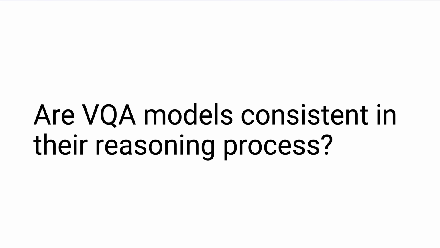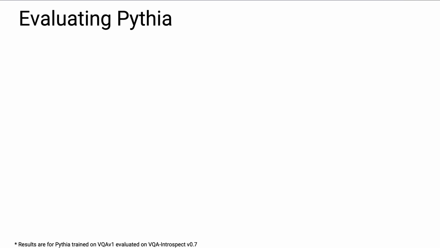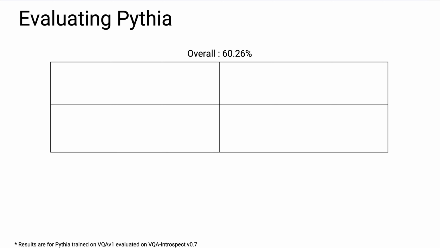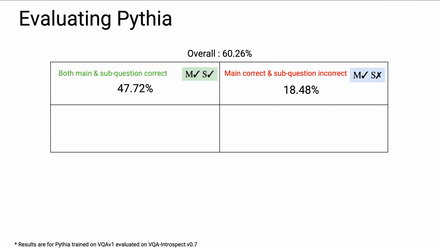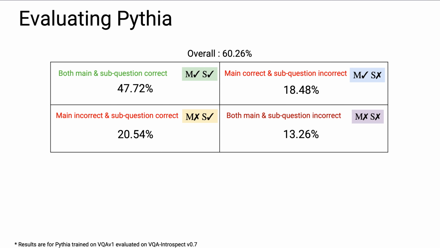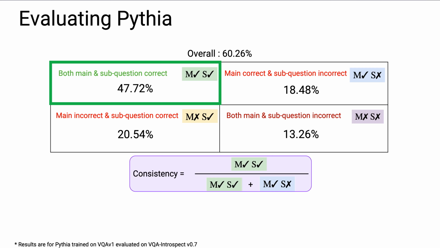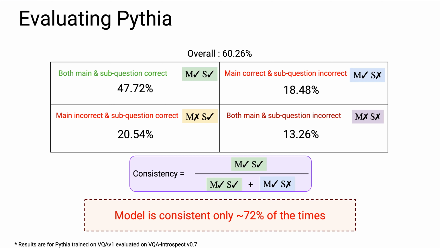After identifying the perceptual concepts humans use for answering the reasoning questions, a natural next step is to see if VQA models are consistent. There are 4 possible outcomes when evaluating the reasoning questions with associated perception sub-questions. For instance, we find that models answer the main and the associated sub-question right 47.7% of the times. The model gets the main question right but gets the associated sub-question incorrect 18.5% of the times, and so on. We define consistency as the percentage of the times the model gets the sub-question right given that it gets the main question right. We find that models are consistent only 72% of the times.